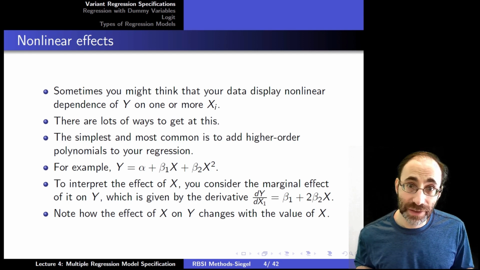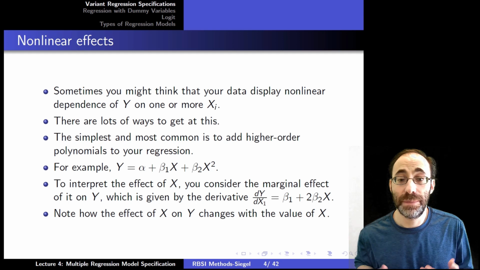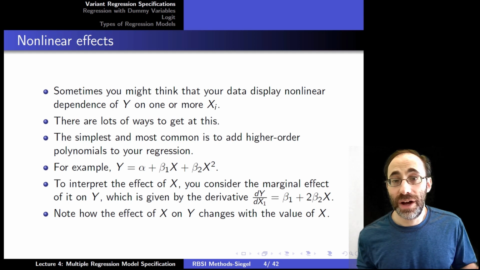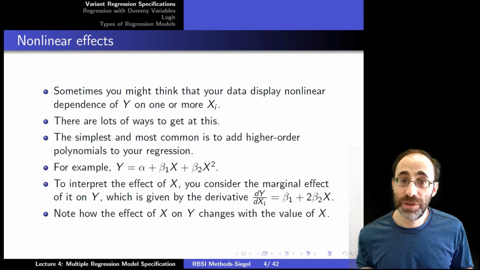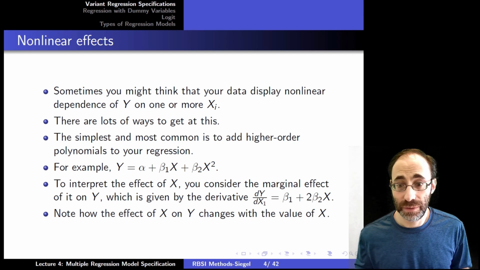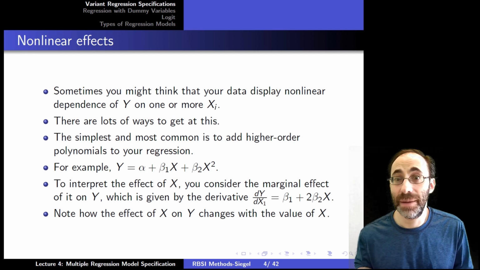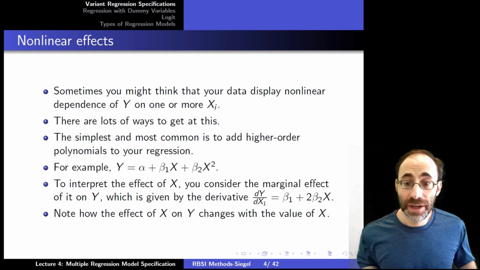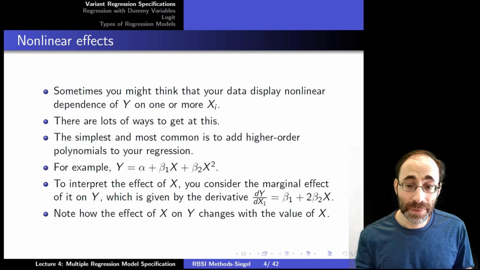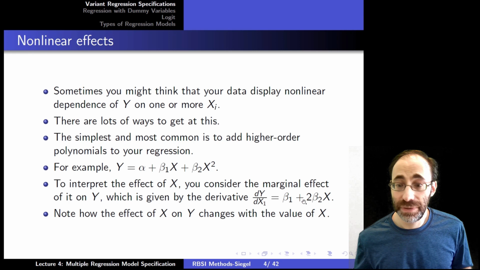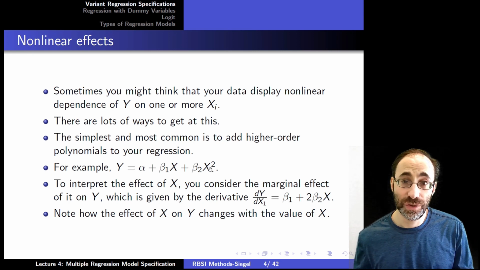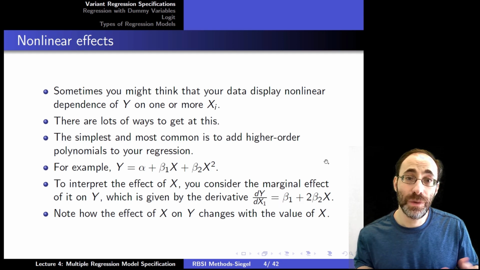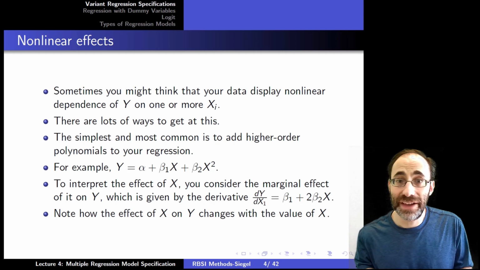The simplest and most common way in the literature is to simply add higher order terms to your regression, higher order polynomials. So instead of just alpha plus beta 1 x, we also add beta 2 x squared. In some situations, we might want to add cubic terms, x cubed. We do that sometimes in IR situations where we're looking at time dependence. To interpret this, we again go back to what we talked about in differentiation. You consider the marginal effect of x on y, and this derivative is going to be beta 1 plus 2 beta 2 x, because the derivative of x squared is 2x. So now the marginal effect of x on y is itself dependent on the value of x.